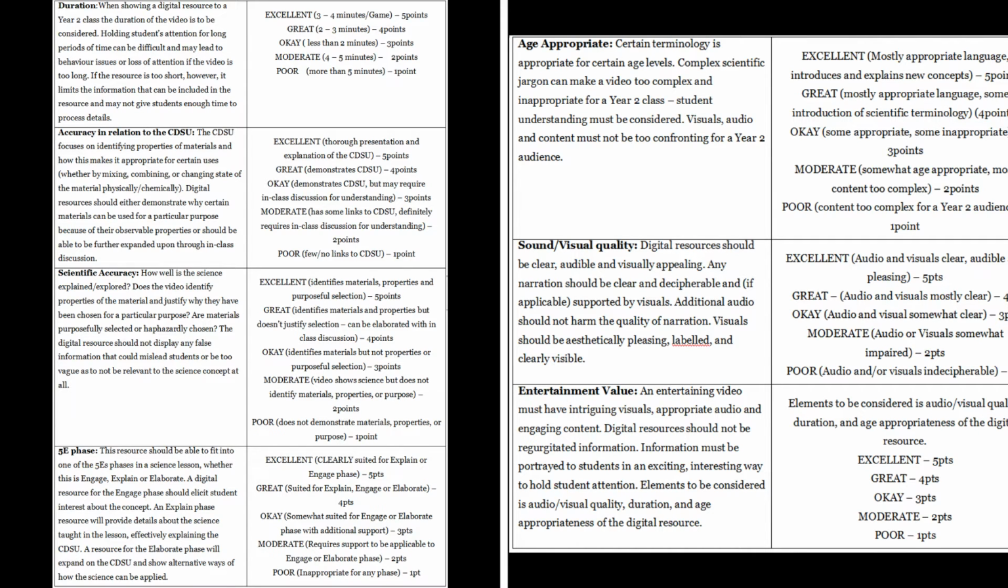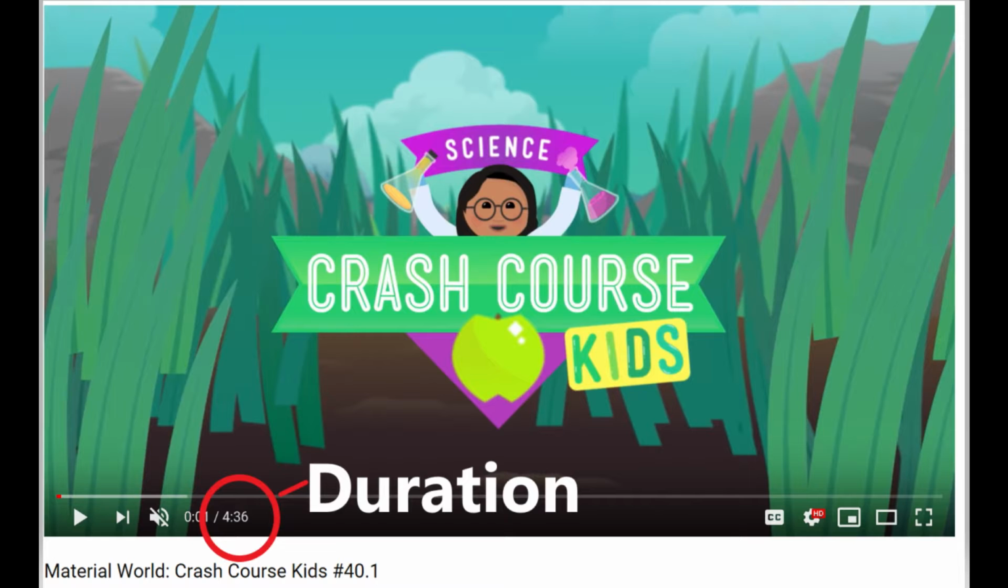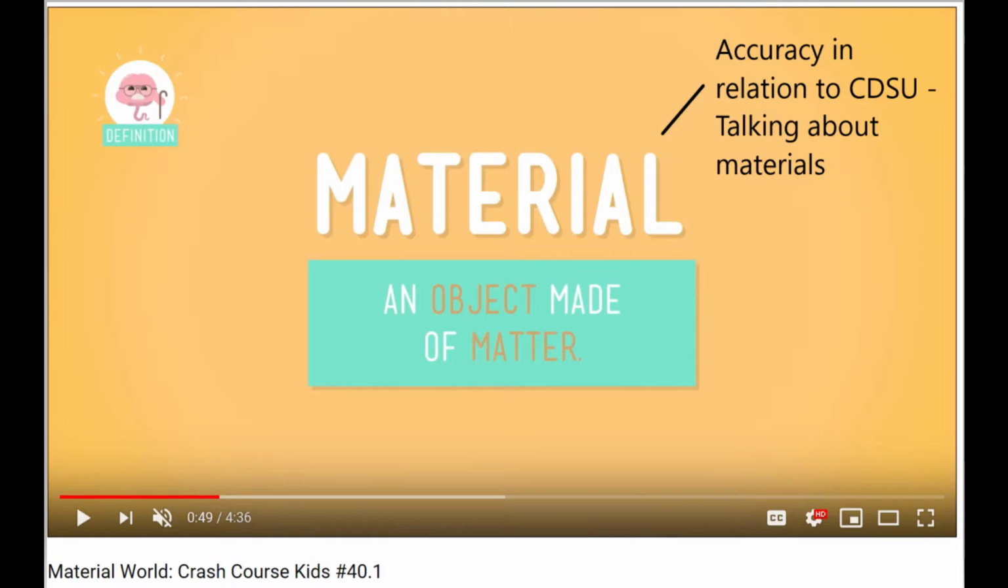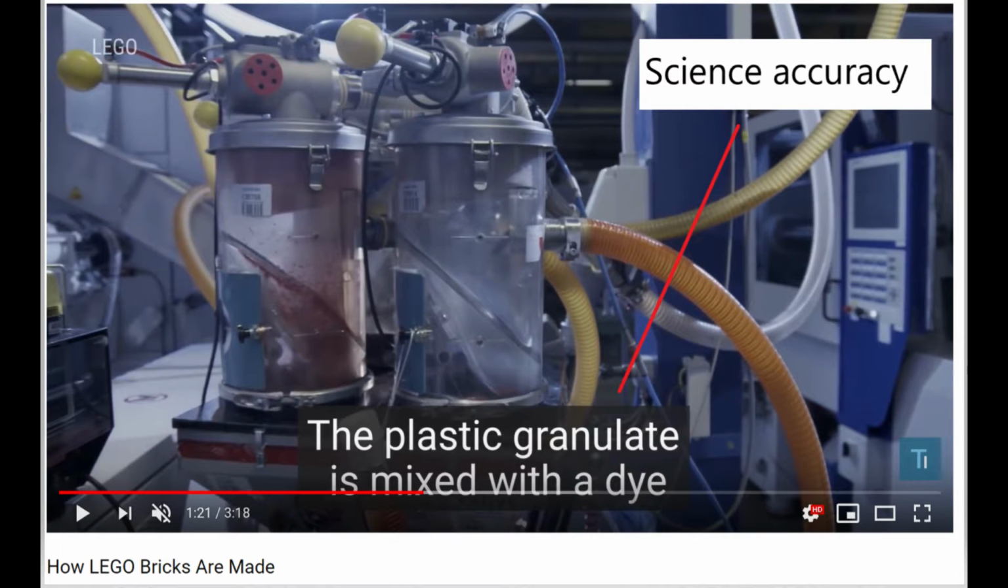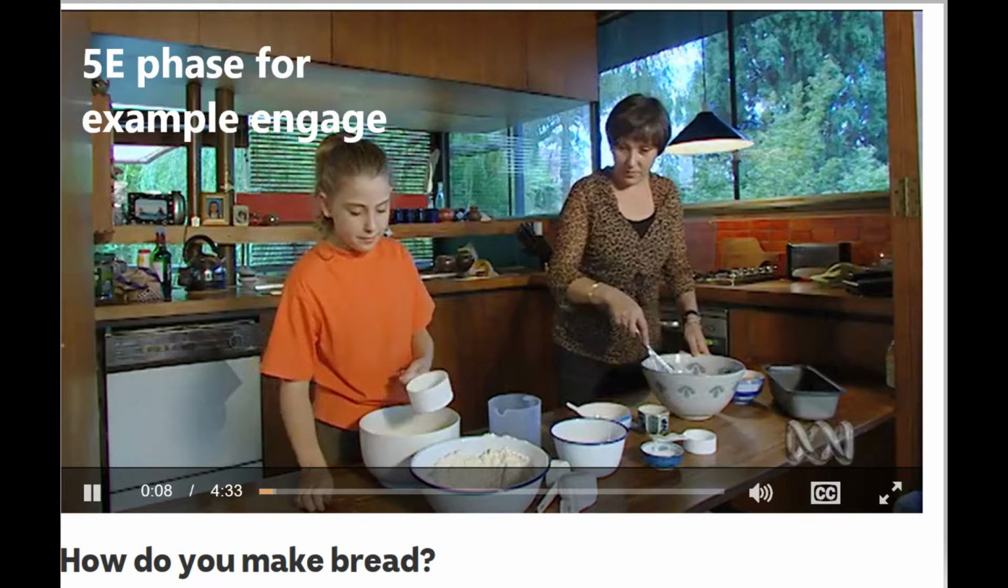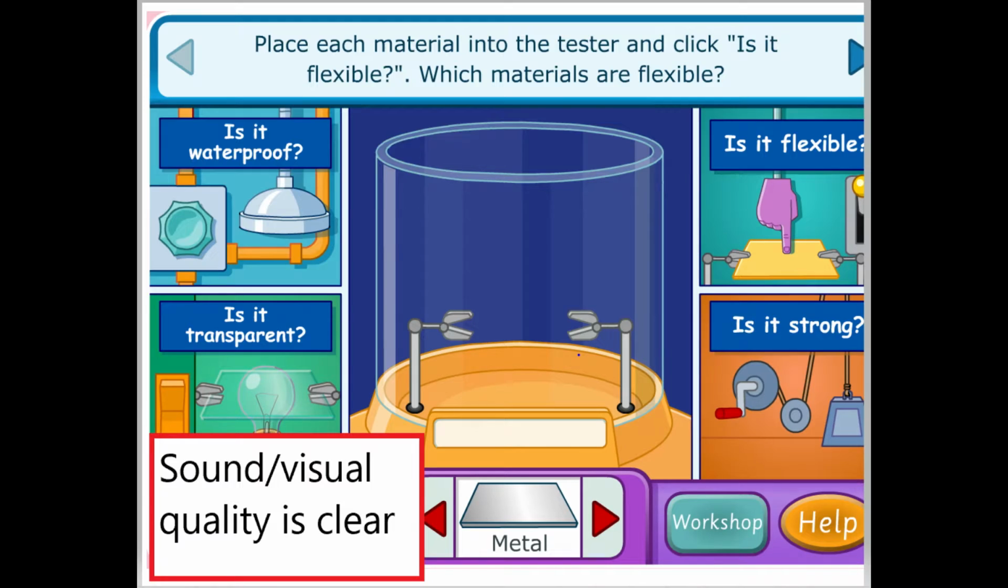A set of criteria was created in order to evaluate the top 5 resources on their overall effectiveness in achieving the learning outcomes. Specifically, the resources were evaluated by the following: scientific accuracy, 5E phase, age appropriacy, visual and sound quality, entertainment, and accuracy in relation to the CDSU. To elaborate, the scientific accuracy was important as it provides the basis for an effective resource, as it is crucial that what is taught in the classroom correlates with the ICT resource.